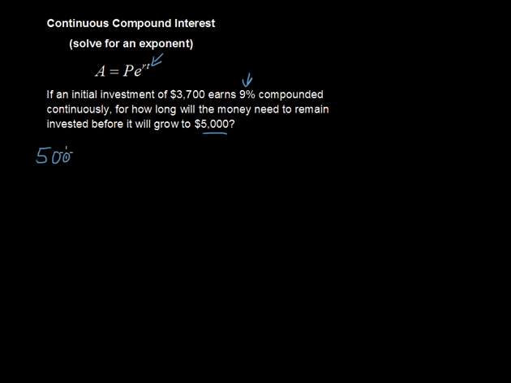Let's put in the numbers that we have. The initial principal is $3,700 times e to the r, that's 0.09, and then t is what we don't know. So we'll leave that as the variable t. Again, e is not a variable here. We just write it shorthand, e.